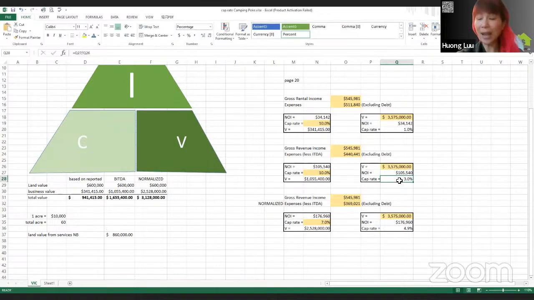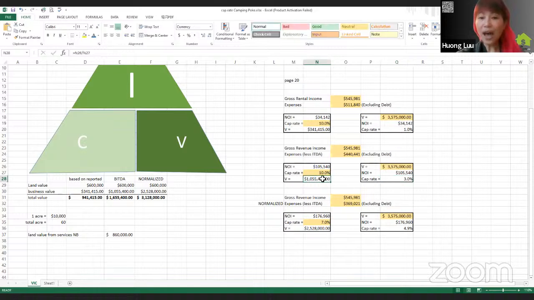Okay, so now we have a cap rate of 3. And the value of the building based on an NOI of $105,000 is 1 million. Okay, now if you think that this cap rate should be around 8%, let's go in here and change that to 8. You can see here that the value now has gone up. Okay, it is now, sorry, it would have gone down.